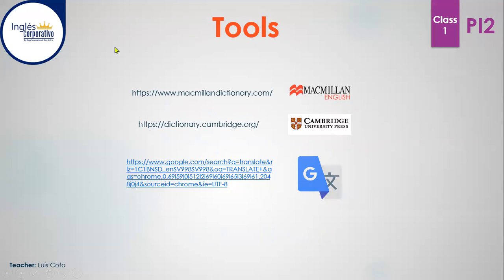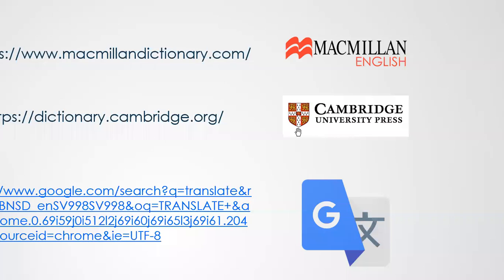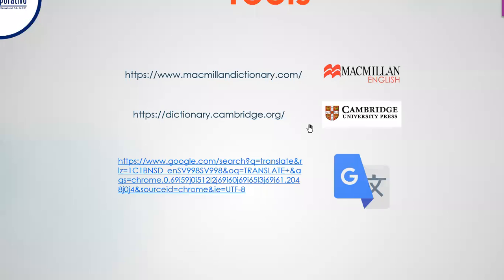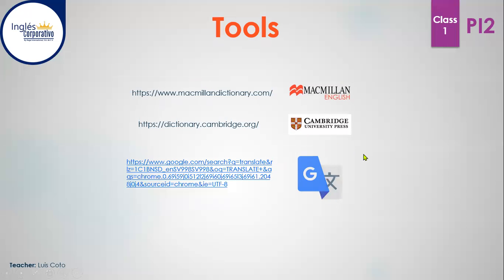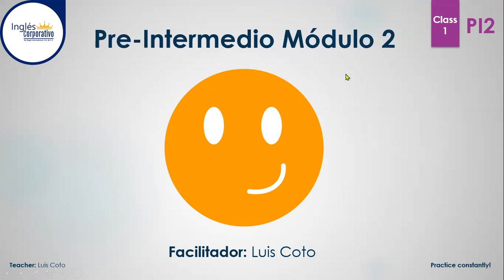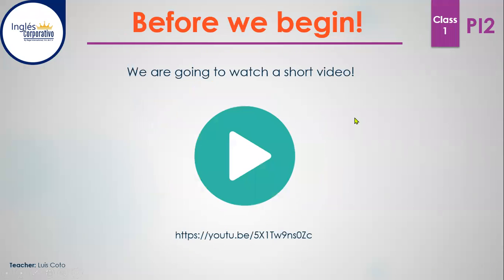Tools. What is the meaning of tools? Herramientas. I use mainly three. I use two dictionaries, this one and the second one, and Google Translate, basically for simple words. For paragraphs, no, Google Translate doesn't work well with paragraphs because sometimes it's not good to use it for that purpose. Only for simple words. Okay, good. Excellent. Nice, pre-intermediate module 2. Welcome, guys. Nice to have you in this module.